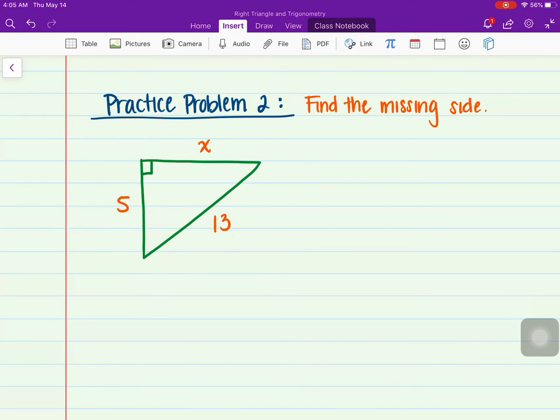Alright, you guys, so moving on now to practice problem 2. Once again, we're asked to find the missing side, but we need to determine what side's which in this case. So we have a right triangle with sides that measure 5, 13, and x.